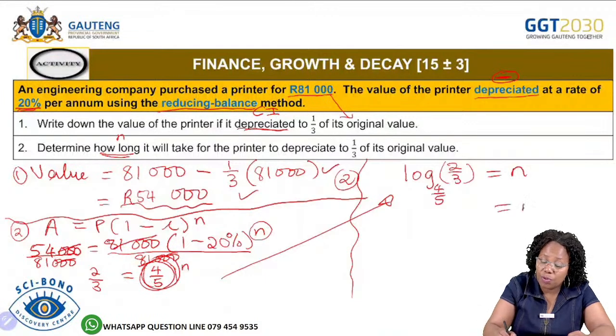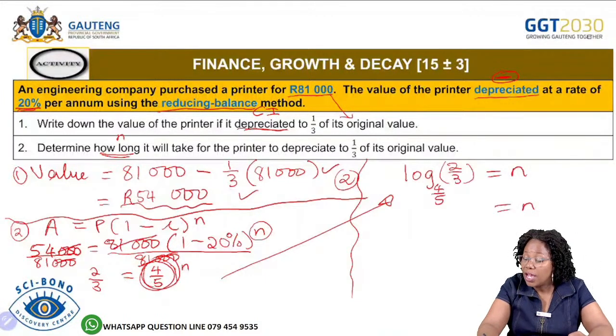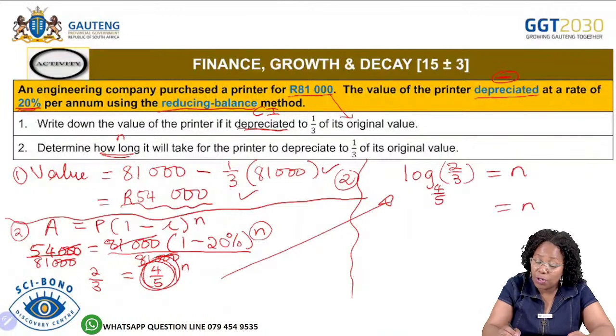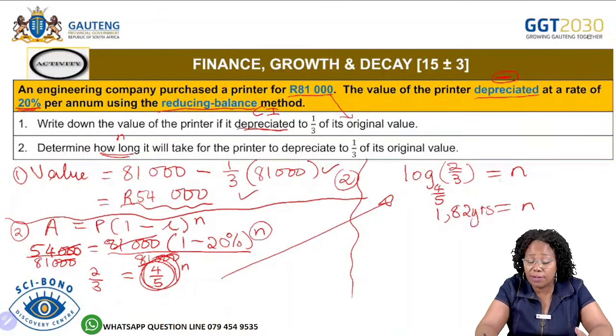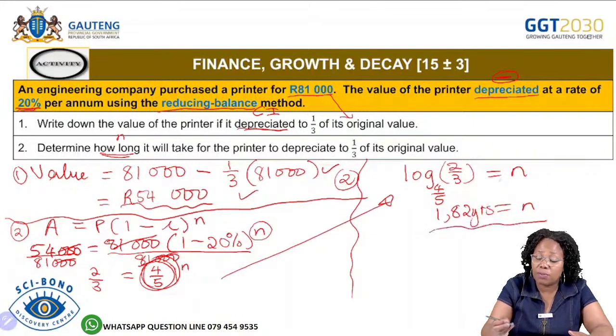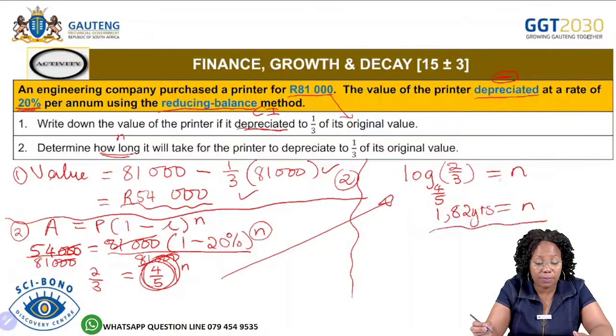Now you put that into your calculator and check, the n value will be equal to 1,82 years. That means it's 1 year and a few months. Okay, right. There is no restriction on how to present your answer, so you are more than welcome to leave it in that format.